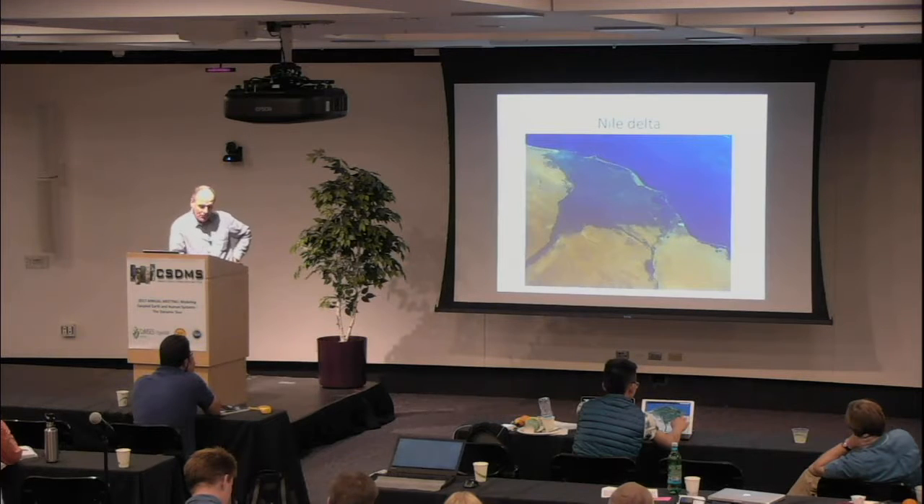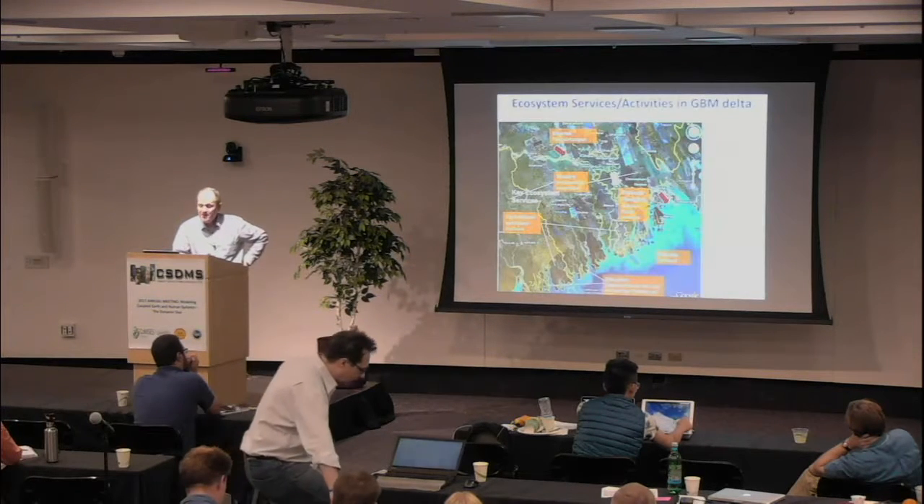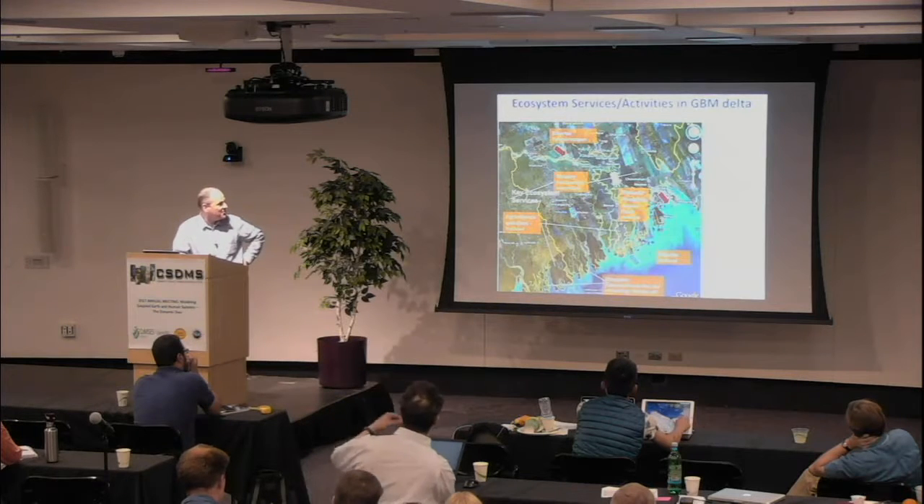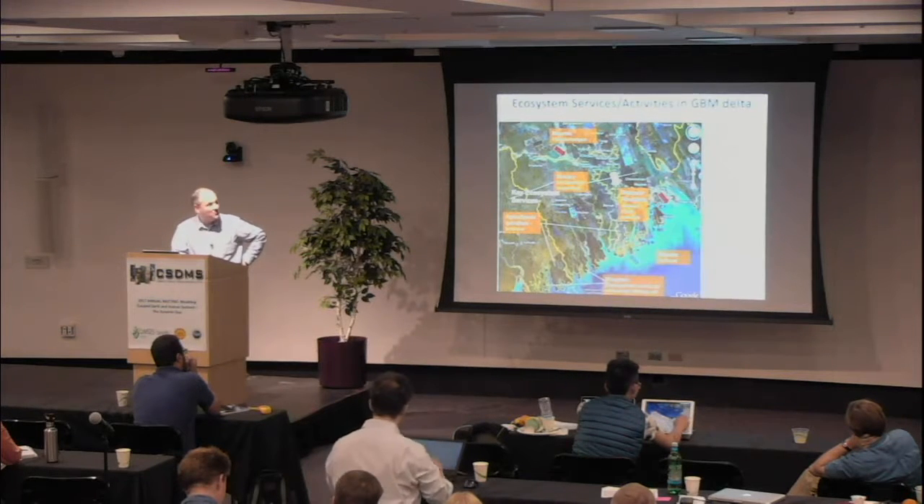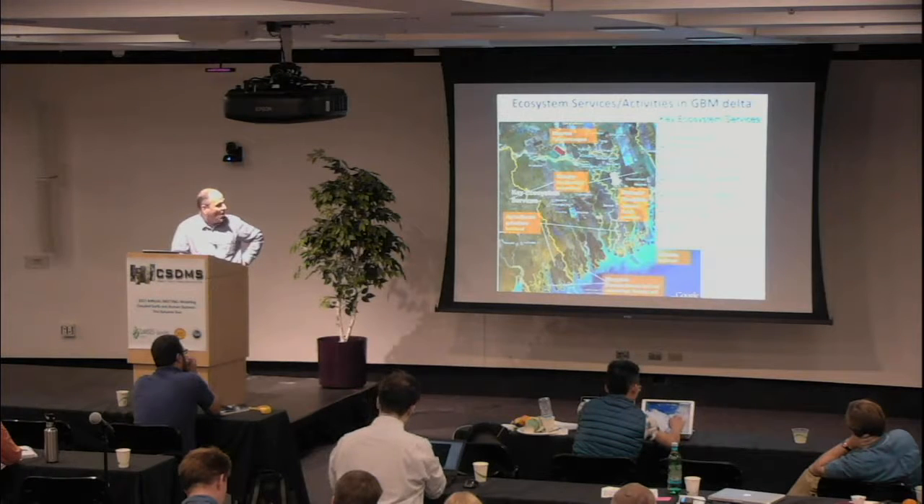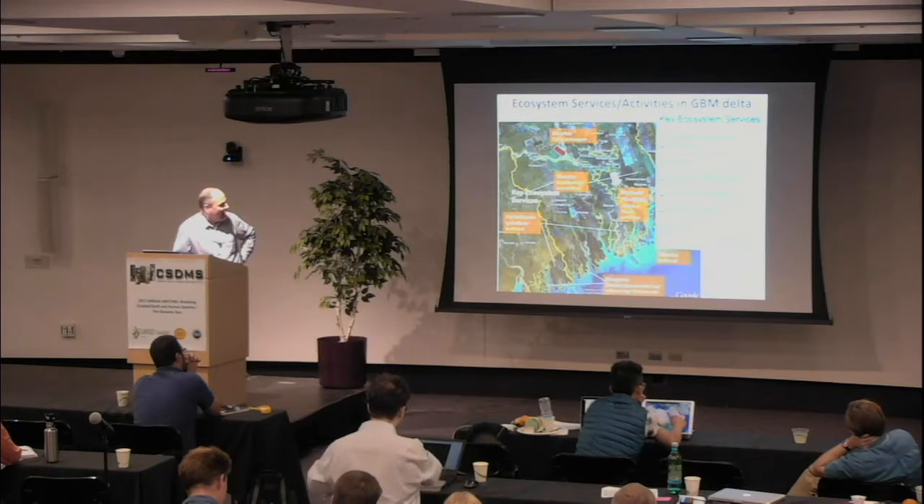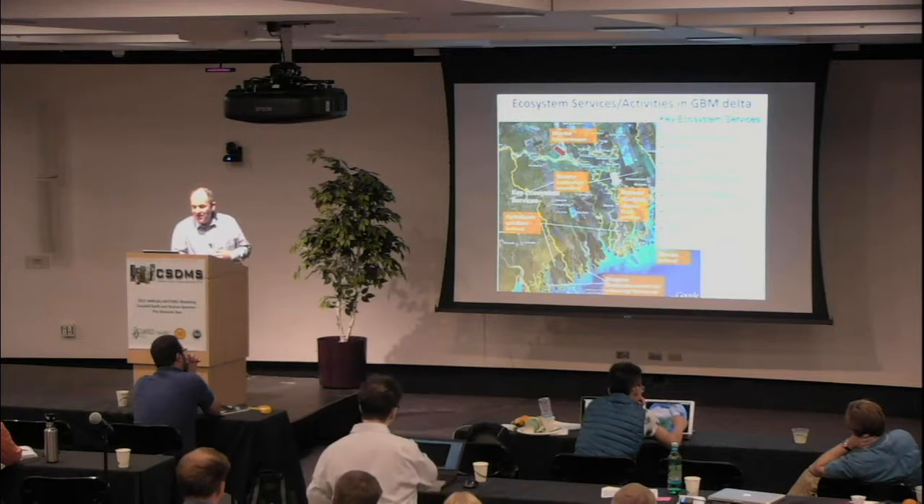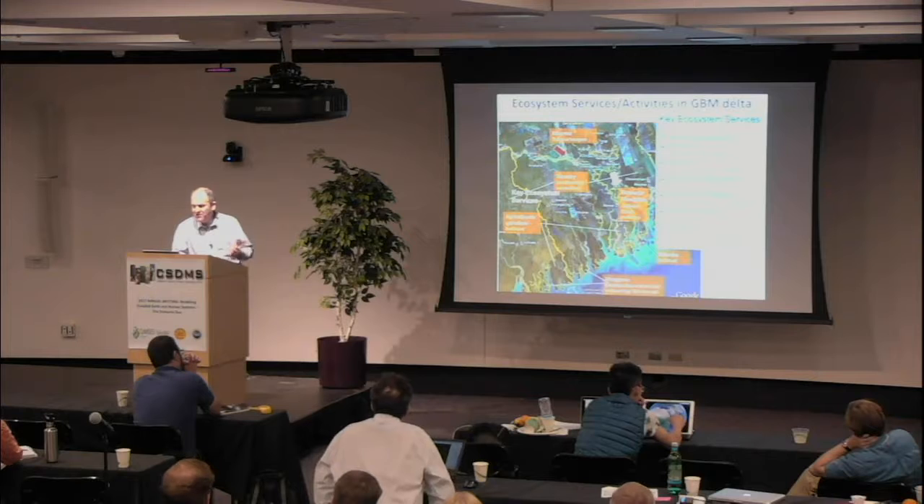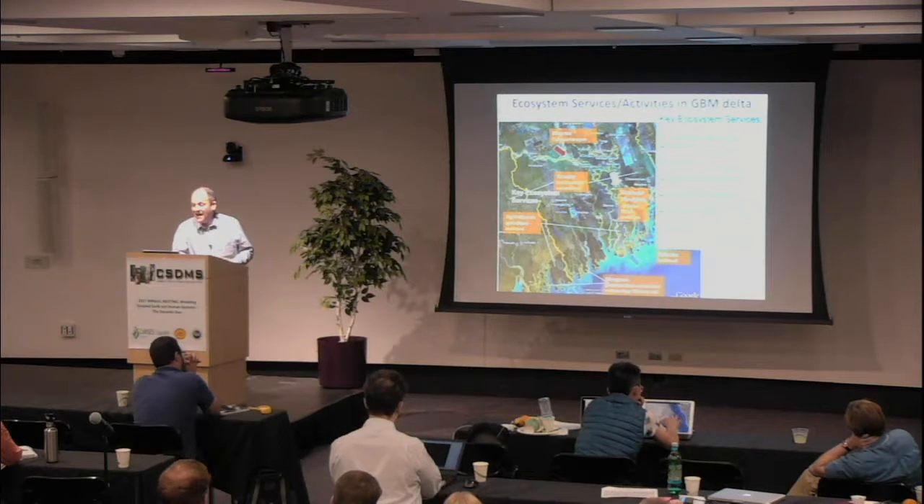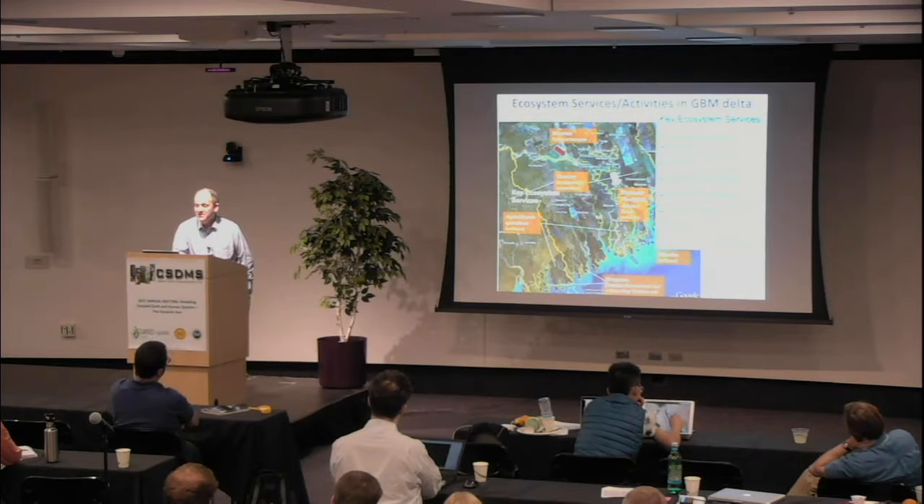Tremendous sort of productivity. And this is a picture we produced back in 2010 when we started this work, trying to illustrate the ecosystem services that are ongoing in the Ganges-Brahmaputra Delta. And they're diverse, but in terms of provisioning large amounts of food and water, etc., that can support the population. And the question, of course, is with deltas under significant drivers of change, how will these evolve into the future?